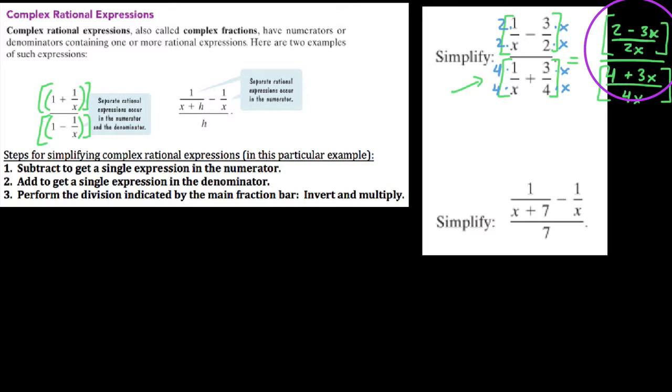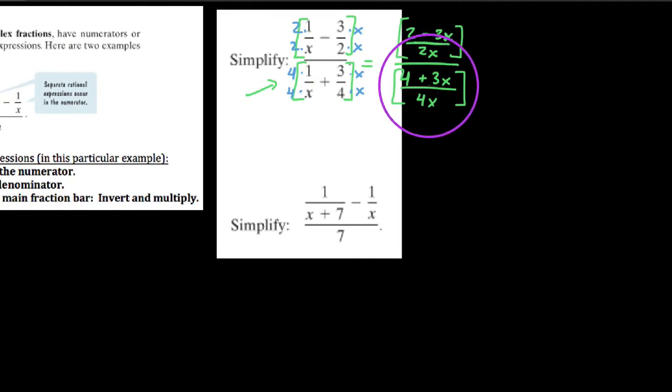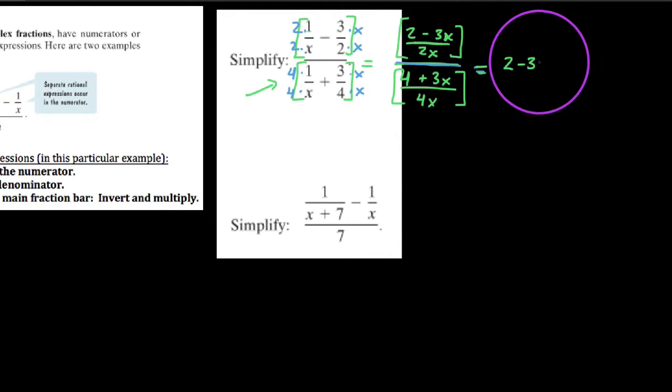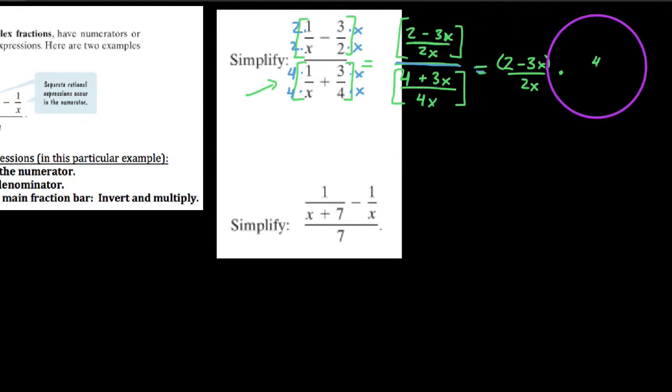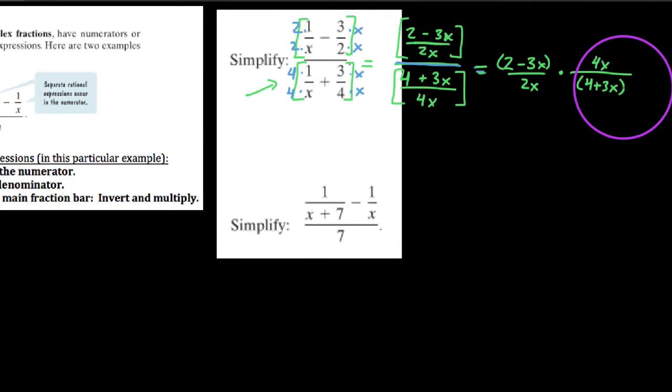The thing about this is now we have a single rational expression over another single rational expression. And remember that this division bar really denotes division. So if we're going to do this, our method is to just rewrite this as multiplication by the reciprocal. So we'll take the numerator expression, which was 2 minus 3x, over 2x. This was our entire numerator expression. And instead of dividing by 4 plus 3x over 4x, we're going to multiply by 4x over 4 plus 3x.